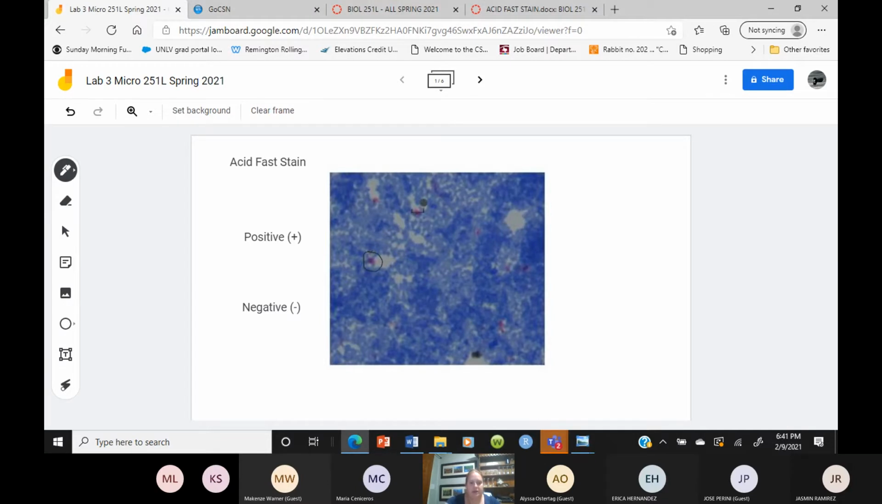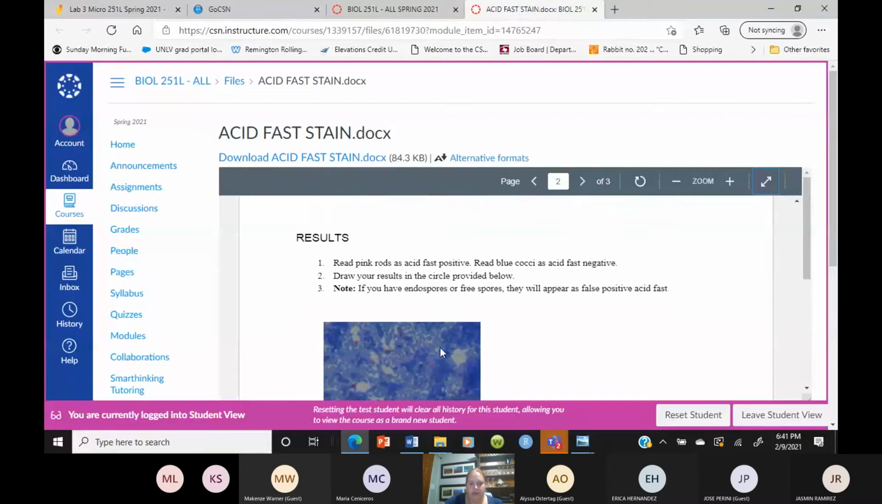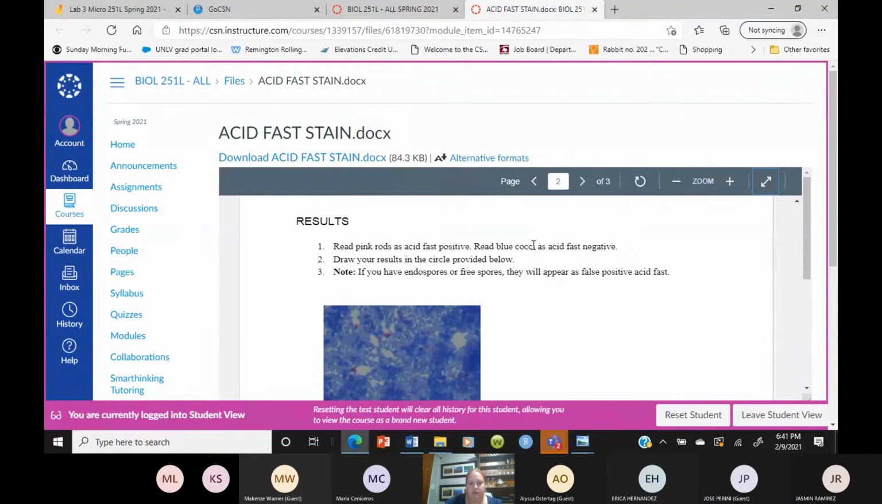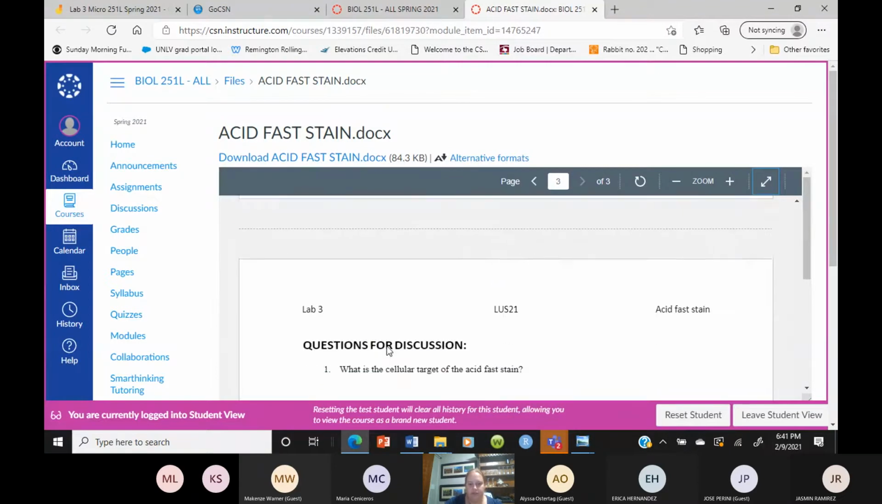These little pink cells here would be your positive cells. So most of this is acid-fast negative, which is all of this blue area in here. But the little pink cells in there would be considered positive. And this would be an acid-fast positive test if you were running this test. So the pink rods are acid-fast positive, and the blue cells are acid-fast negative, is what this is showing.